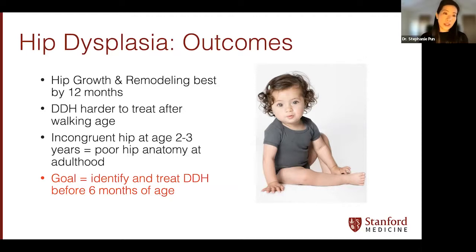And we know that incongruent hips, so a femoral head and an acetabulum that do not fit together well, by the age of 2 to 3 years, usually lead to poor hip anatomy in adulthood, and that leads to arthritis. So the goal is to identify and treat DDH before 6 months of age so that there is adequate time for remodeling before a year of age.